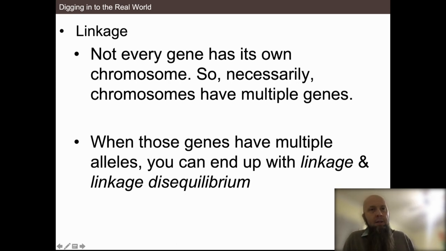So because, as I've said, not every gene has its own chromosome, these chromosomes have multiple genes, and when those genes have multiple alleles, you end up with linkage, genetic linkage, okay? So think about the previous slide. When your mother gives you a chromosome that has A1 on it, it might come with B1, okay? They're on the same chromosome, okay?